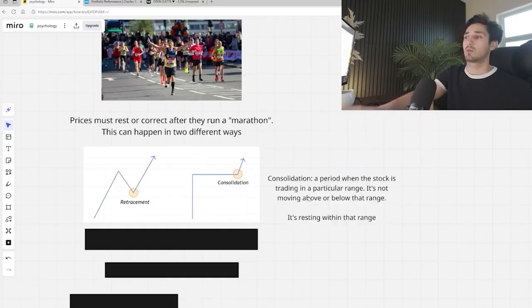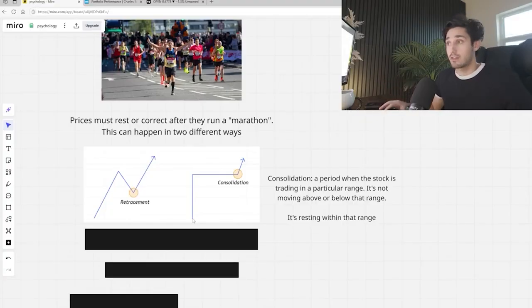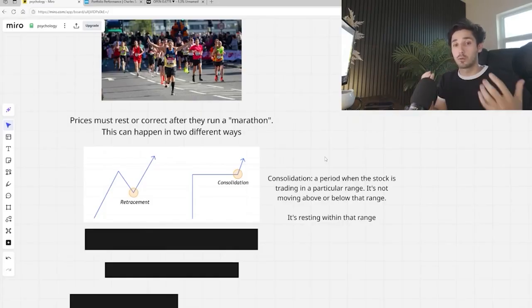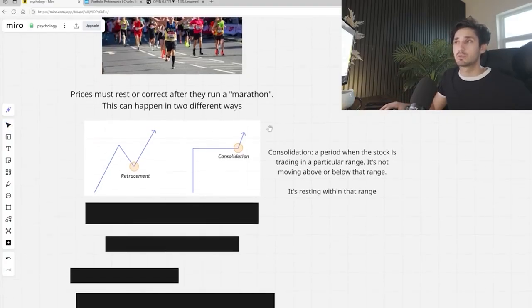The other way in which we can correct is through a consolidation, right? This is when you literally rest. The markets move up, they rally, and then they just stay at the same price. The definition for consolidation is a period of time when the stock is trading within one particular range. It's not moving above that range. It's also not moving below that range. It is literally resting within that range. So these are the only ways in which prices can correct, in which prices can rest.